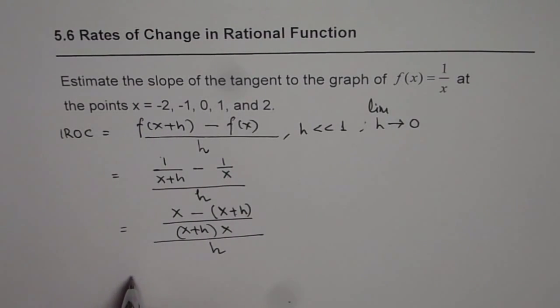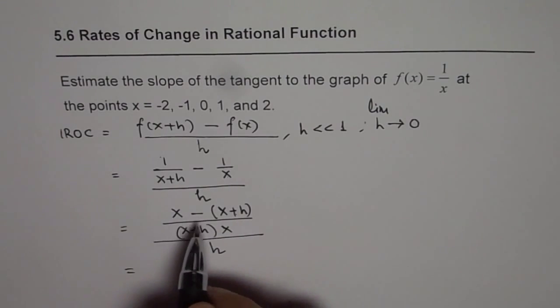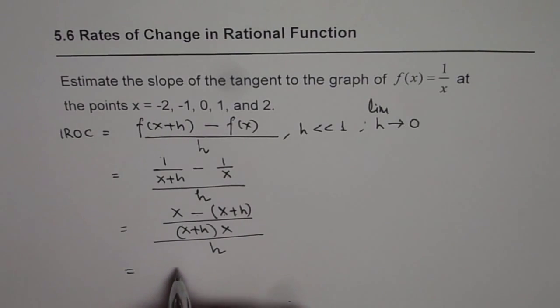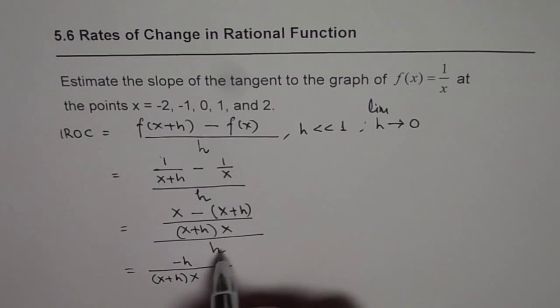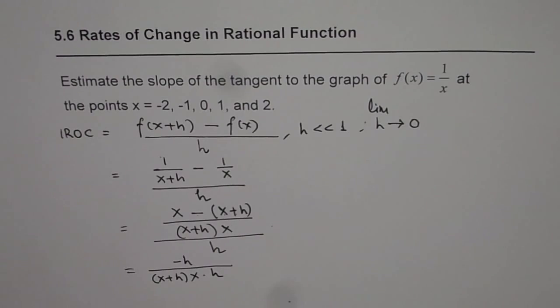Now we can simplify it. We have x minus x, which is 0, and when you open the bracket you get minus h. So we have minus h in the numerator, and x plus h times x in the denominator. We already have this divided by h, so h could be written here also. At this stage, we can cancel out h.